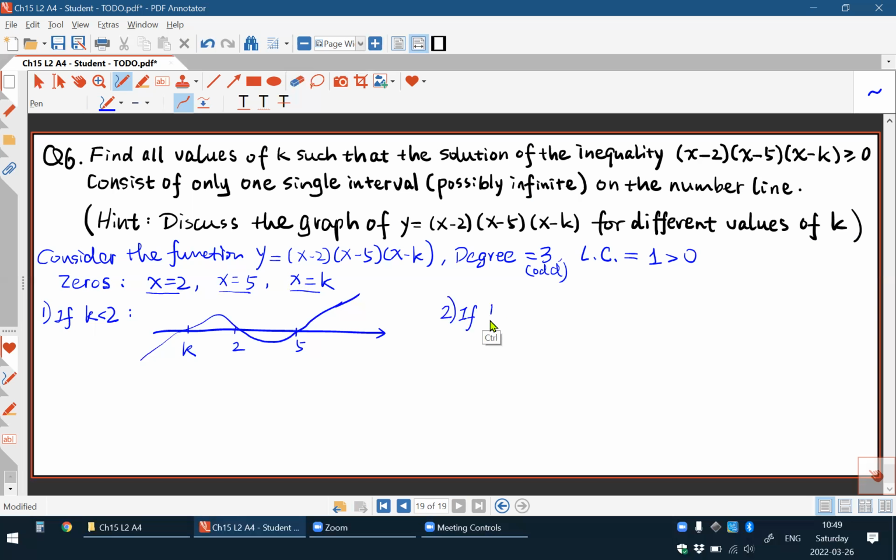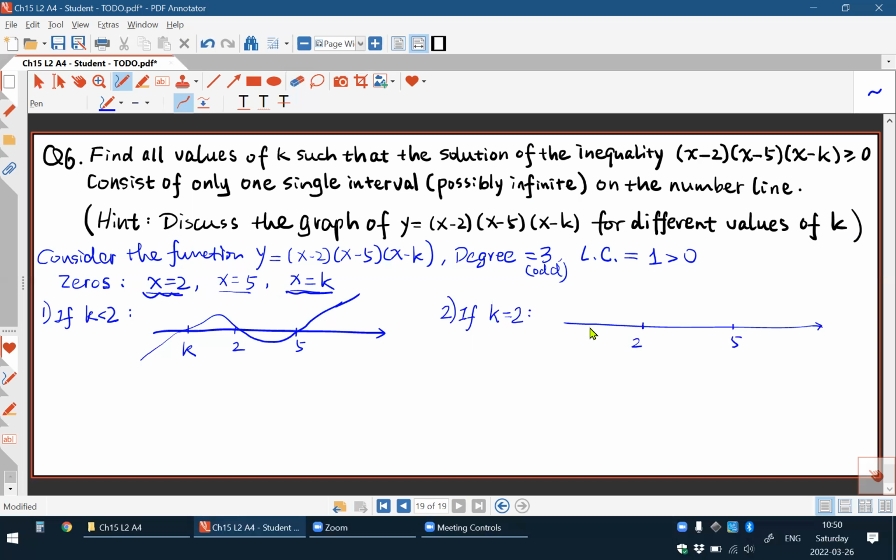How about the second case? Second case, k can be a little larger, right? And this time k can be exactly 2, right? Okay, if k is exactly 2, can we draw a number axis? If k is exactly 2, that means there are only 2 zeros, right? x being 2 and x being 2, repeated twice, right? So first of all, we have a 2 and 5 here.